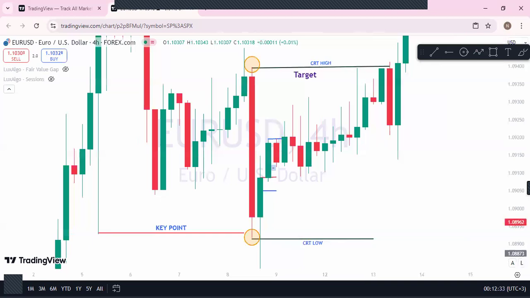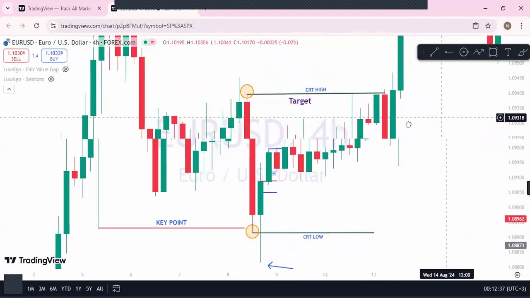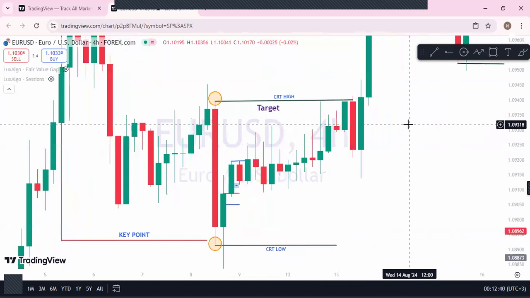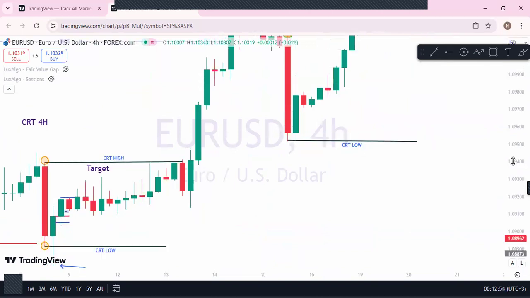Now, what we have said is that we need to know our targets, where we are targeting. We need to know exactly the points where we are targeting. For example, let's take another example. We have so many CRT candlesticks.